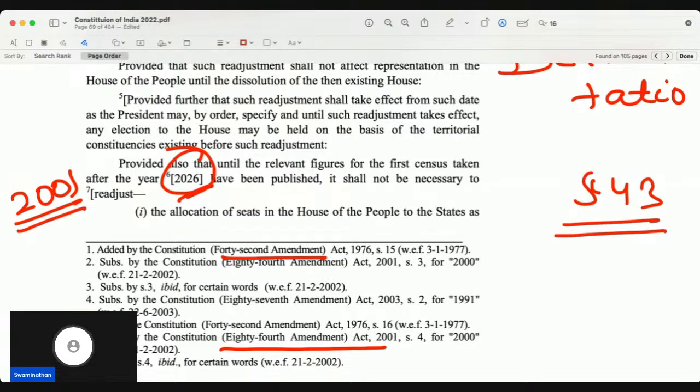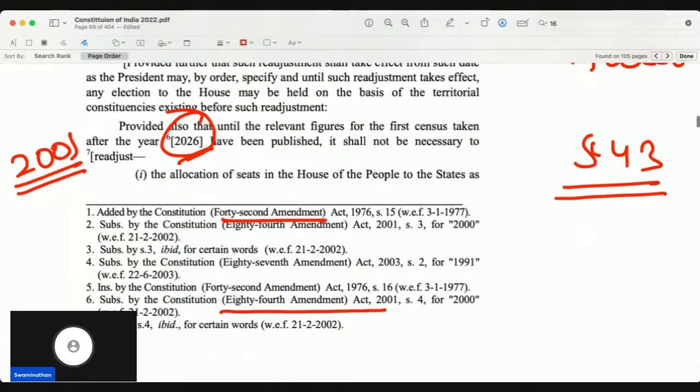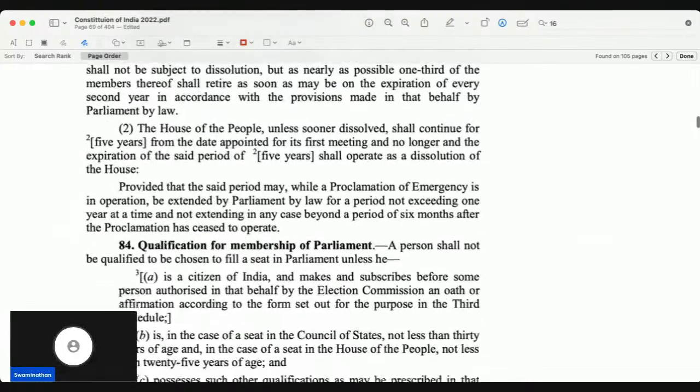After 2026, the first census will be taken, and based on that census there will be fresh delimitation, and the seats to the Lok Sabha can be increased, right? So this is how the Lok Sabha is constituted.